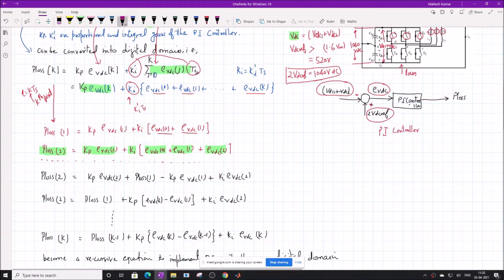Then we will replace this term with the help of this equation, because this term is nothing but this term, and this is equal to PLOS minus this. Okay, this term is equal to PLOS minus this. So we replace this term with PLOS 1 minus Kp EVDC 1. All right, I hope you are getting it. Suppose I remove this point and make it minus here, then this is equal to this.